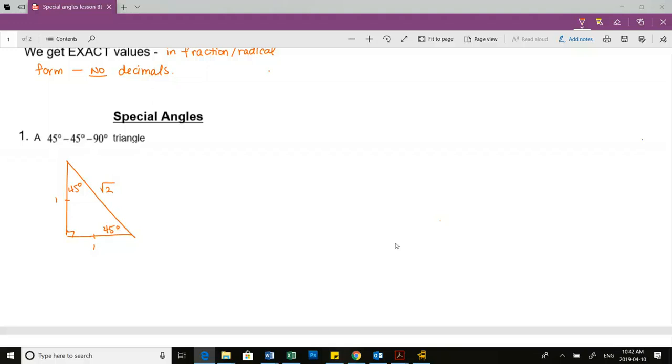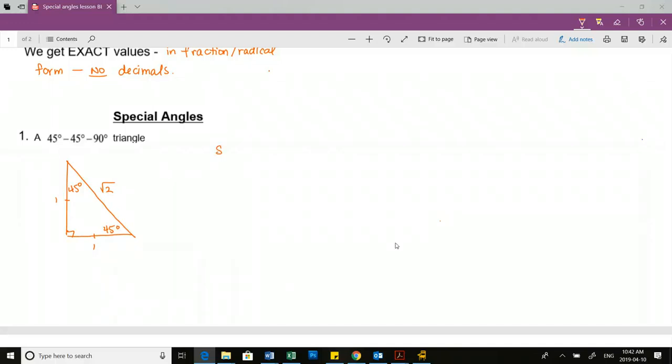So what we're doing here is not solving for anything. We have all sides and all angles here. There's no reason that we need to solve for anything. But we're going to set up the ratios of sine 45, cos 45, and tan 45 so we know what their exact ratios are equal to for any 45, 45, 90 triangle.